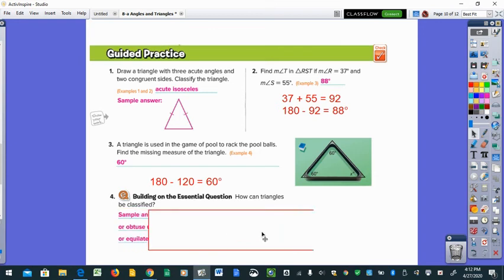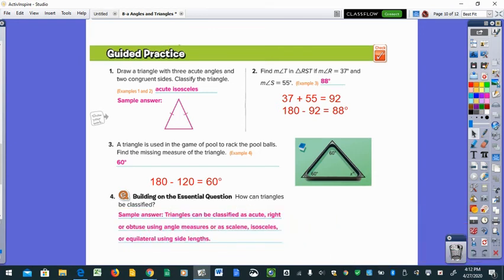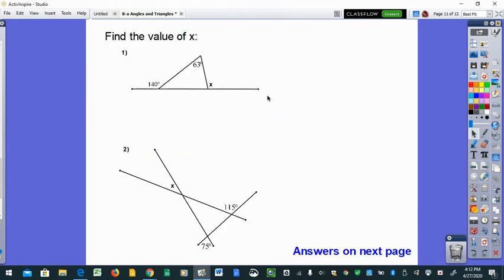So how can triangles be classified? How can they be named? They can be either acute, right, or obtuse for their first name, and scalene, isosceles, and equilateral for their last name. Okay, so we're going to, not today, not for the first day, but the second day we're going to do a worksheet that has you finding the missing measures in triangles. But I just wanted to stop here today and try a couple.